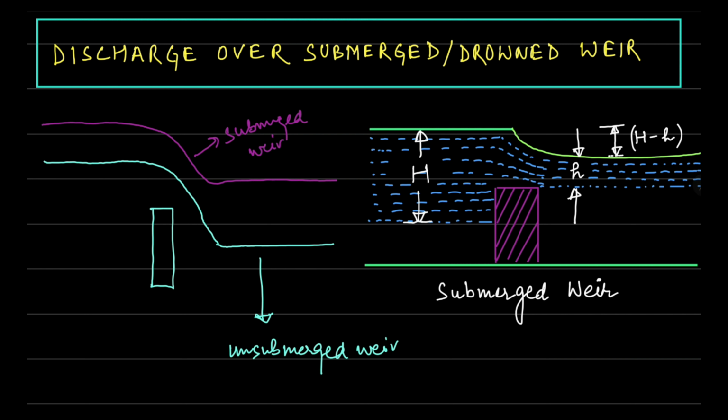What I wanted to show is that in one case the tail water is below the crest of the weir. However, in the other case, the tail water is above the crest. That is why this kind of weir is called a submerged weir. This is your tail water, and this is your upstream side. The downstream side is also called the tail water.